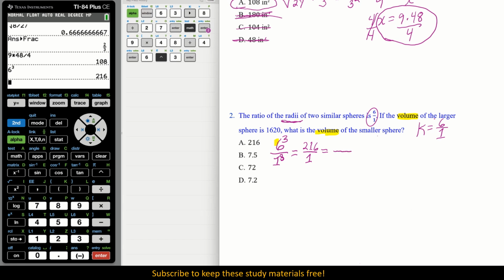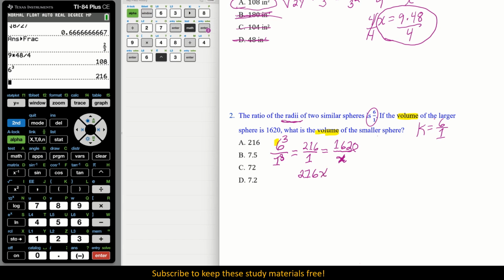Now, what do we need to associate where? The volume of the larger is given, and we're looking for the smaller. So, of course, the smaller will correspond with the 1, and the larger corresponds where we had 6 to the third, or 216. So we have 1 over 6 to the third, 1,620. Now, let's carry through with our algebra.